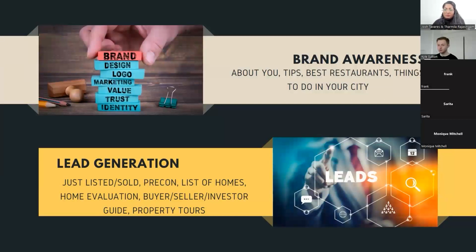Now, what we're going to do is wrap up here with some of the top performing ads you guys can actually use right now. You can actually take these ads, you can run them right now and start to generate business for your business right now. So first of all, there's sort of two different styles of ads you can run: brand awareness and lead generation.